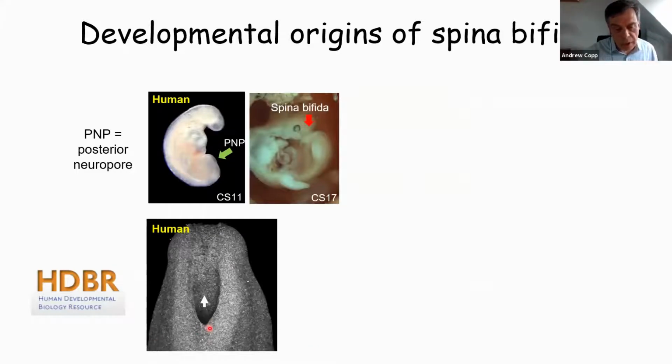Well, we'd like to study the human embryo, of course, and these are all human embryos that have come from the HDBR, the Human Developmental Biology Resource, which I co-direct in the UK. So we can get embryos that have an open posterior neuropore to study. We can get slightly older embryos that have an incipient spina bifida. Here, this region is open. And we can do, to some extent, some descriptive studies of the posterior neuropore as it's closing. But what we can't do is longitudinal studies, of course, because these embryos are no longer viable.